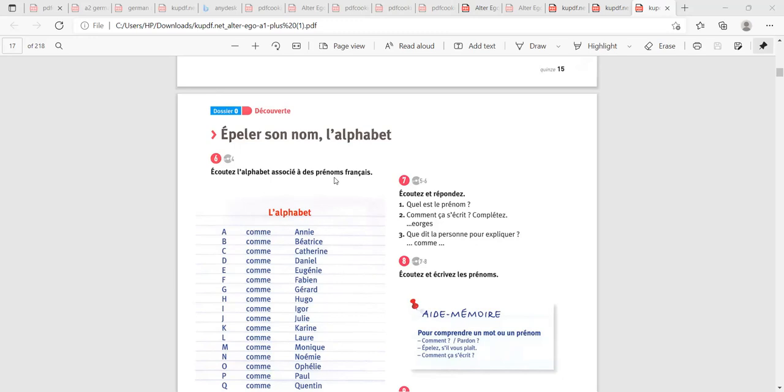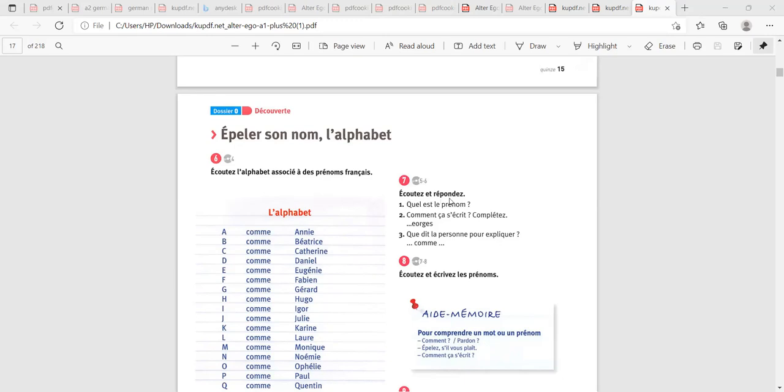Some names I can say. Prénom, we have first name. What to say first name in French? Prénom. Français, we have French. I'm saying, écoutez l'alphabet. Listen to the alphabets. Associé à des prénoms français. Associate with some first names of French. Is it clear to you, my team?